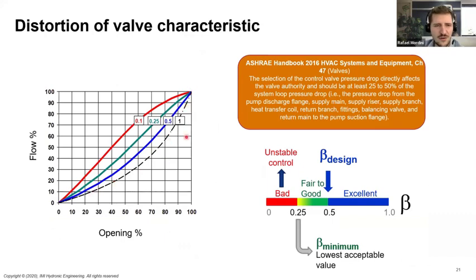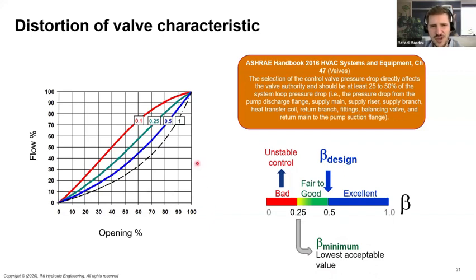If you have an authority of 1, you preserve a perfect curve here. But as the pressure increases over the control valve, this can be deformed more and more. ASHRAE says that the minimum acceptable is 0.25. They say that for design conditions it should be 0.5, and for minimum critical situations in the system it should be 0.25.